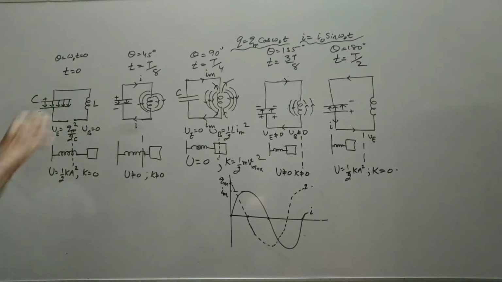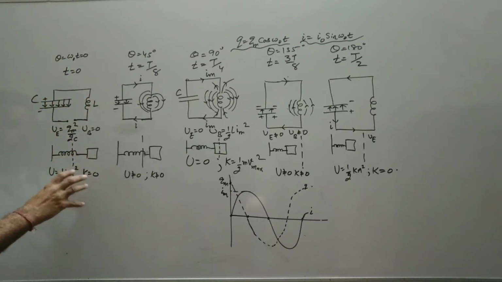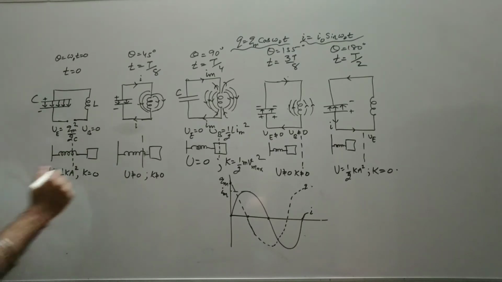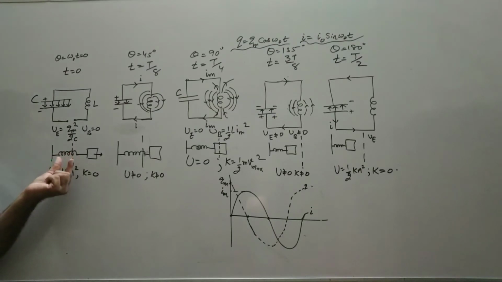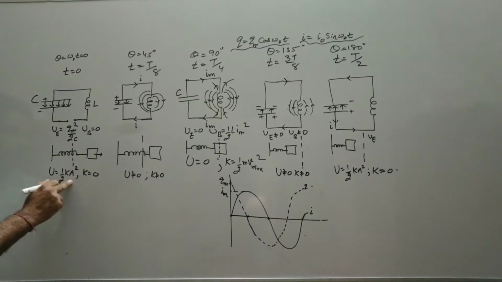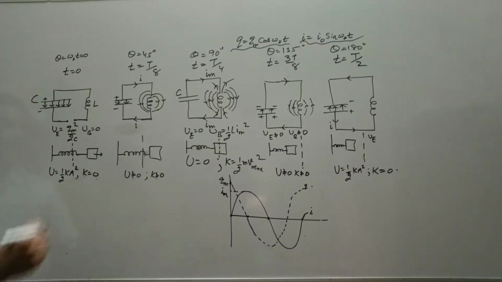Now you compare this situation with a system of a spring whose one end is connected to a rigid support and the other end is connected with a block. So it is fully stretched. We have stretched this block. So the spring is stretched, and we know that the elastic potential energy stored in this spring is half k A square, where A is the maximum amplitude, and the kinetic energy is 0.